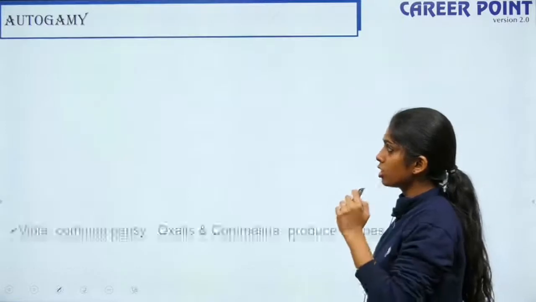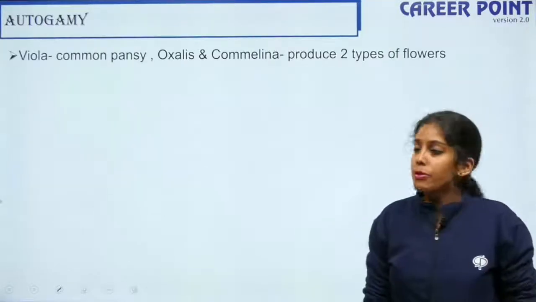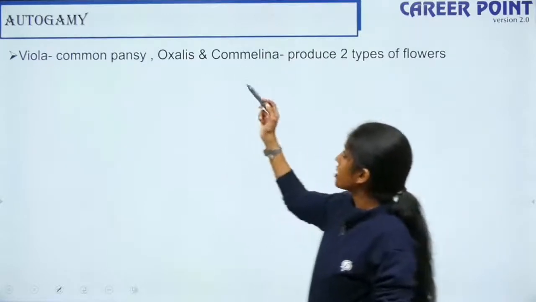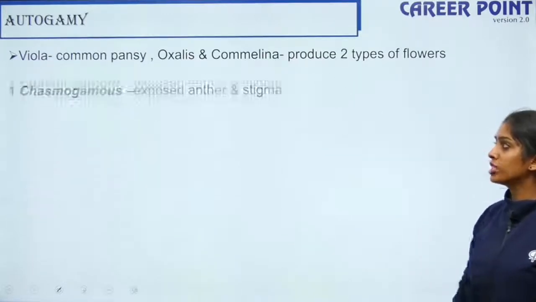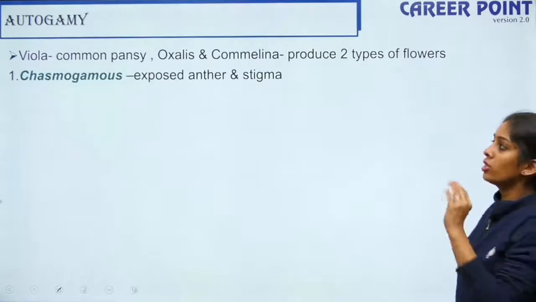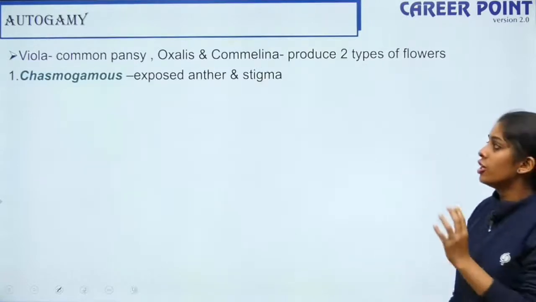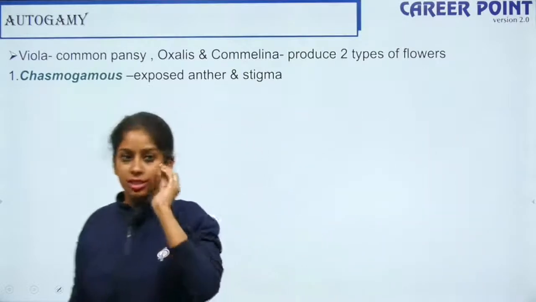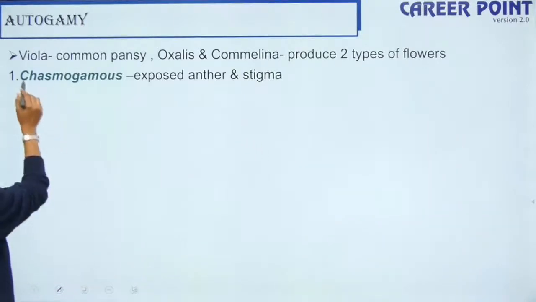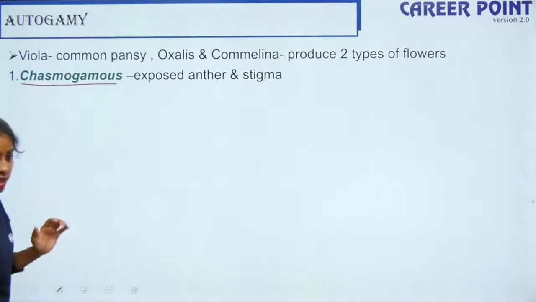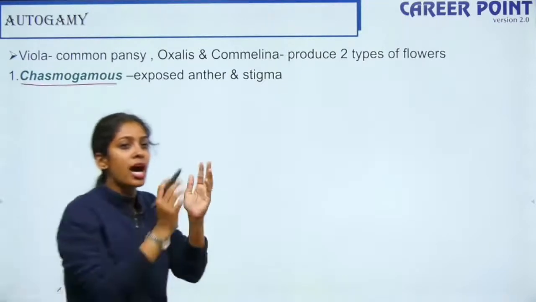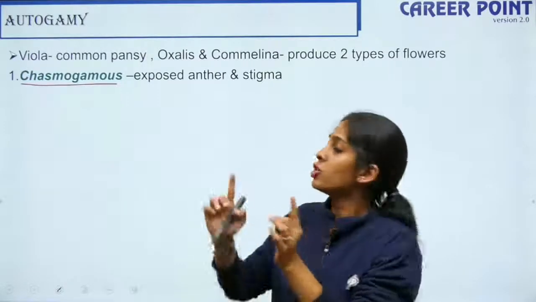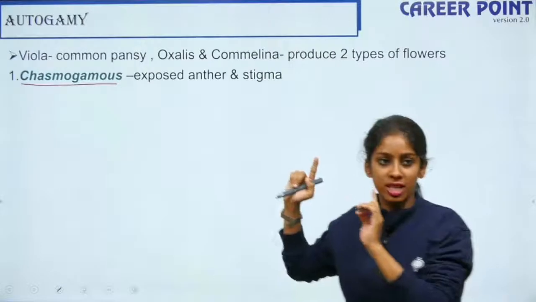Okay. So what are the examples of plants undergoing autogamy? It is the viola, common pansy, oxalis and camellia. They produce 2 types of flowers. So this is chasmogamous. All are bisexual flowers. So what is this condition? Flowers are produced in the chasmogamous condition, meaning the anther and the stigma are well exposed and then pollination happens within the same flower. So that is known as the chasmogamous condition.